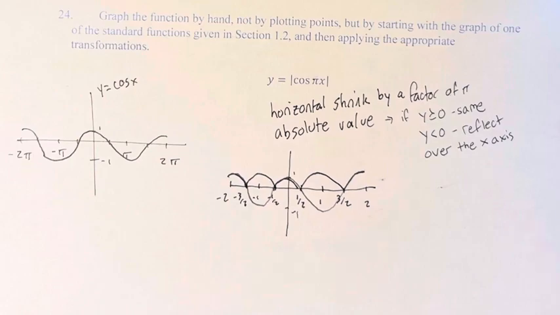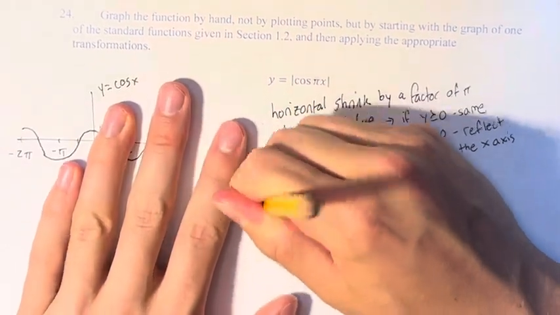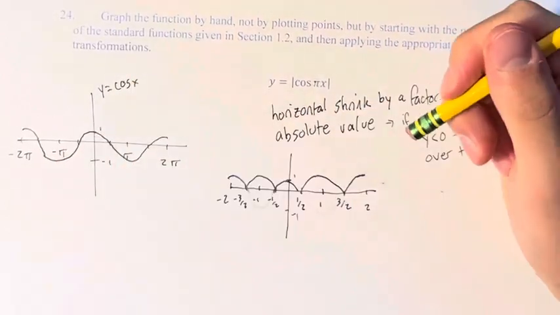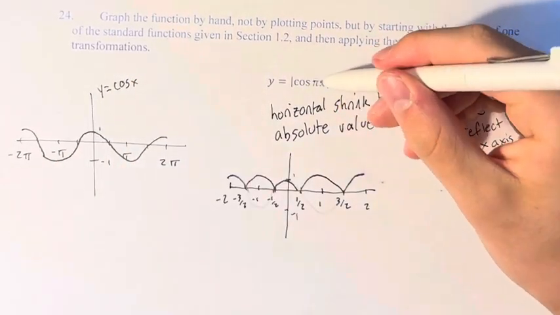And now we can use our pencil to erase the intermediate step. And we're just left with our new function, y is equal to the absolute value of cosine of pi x.